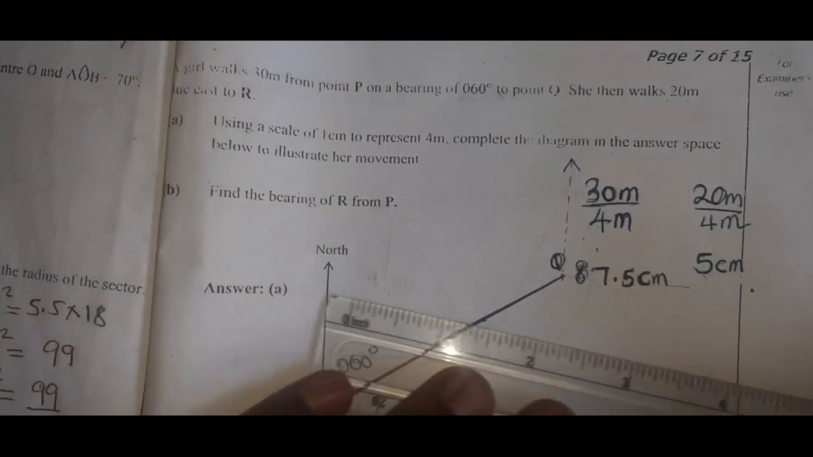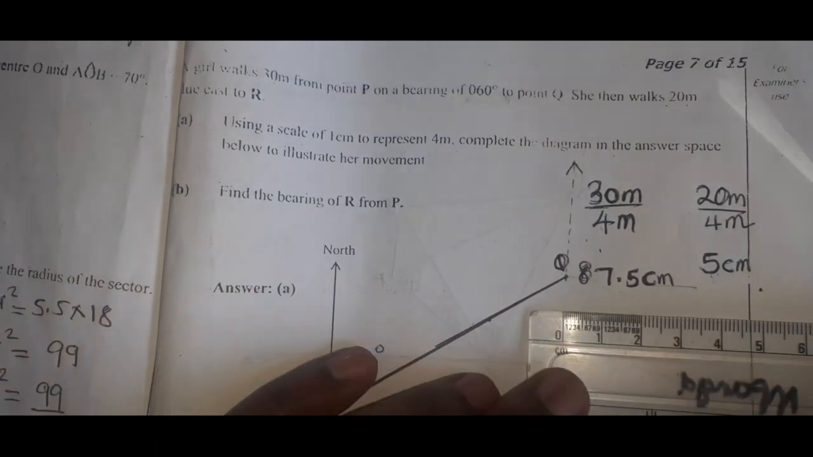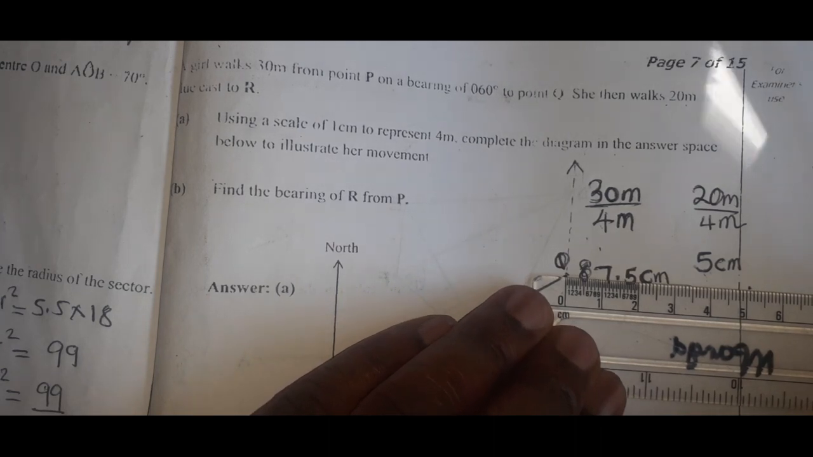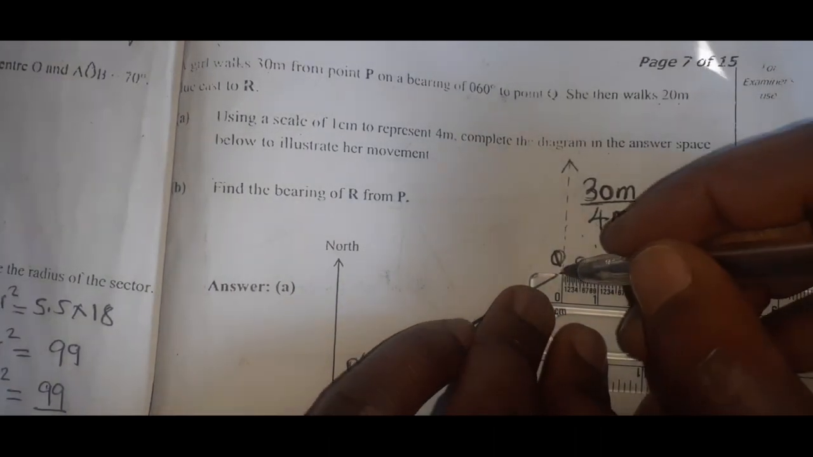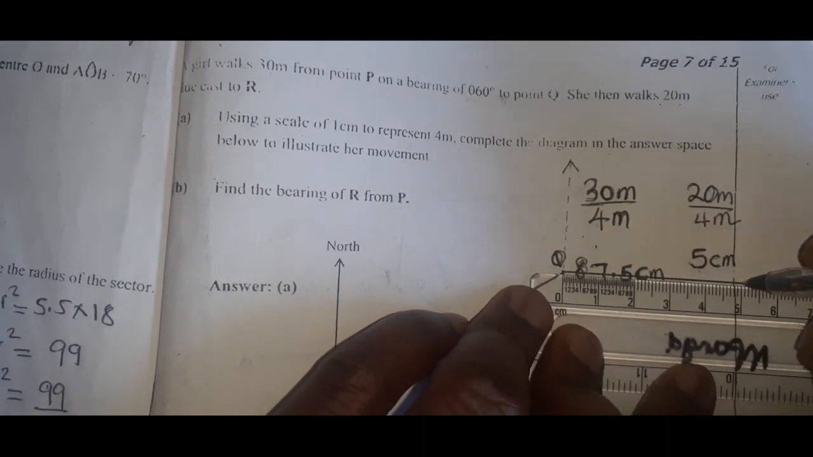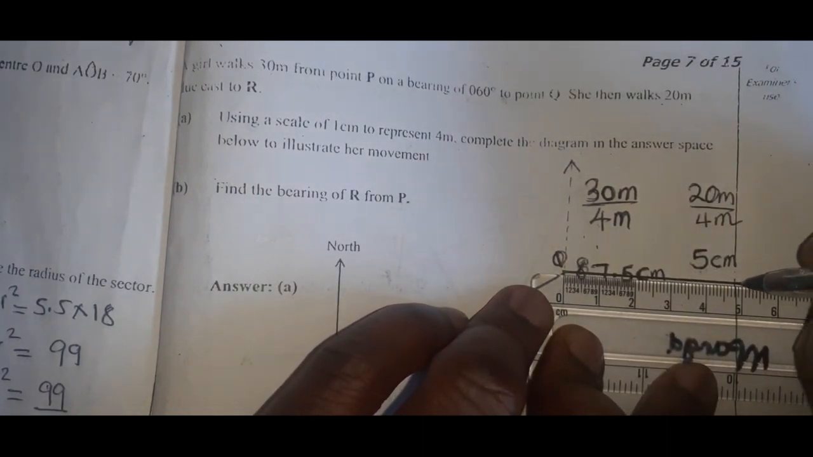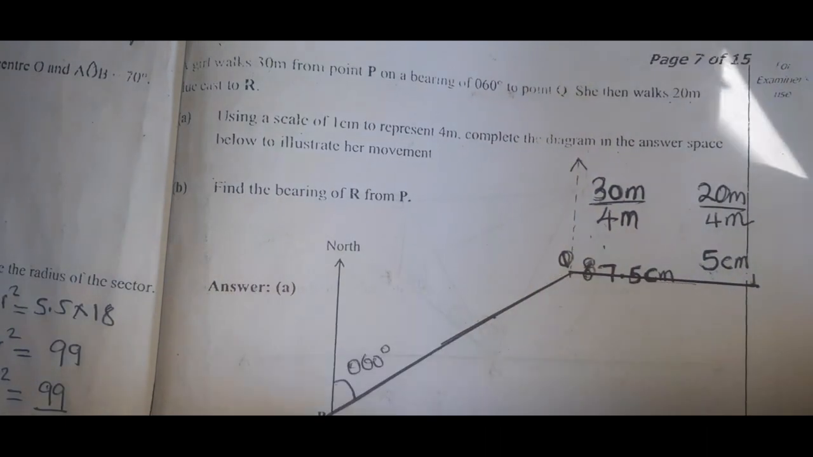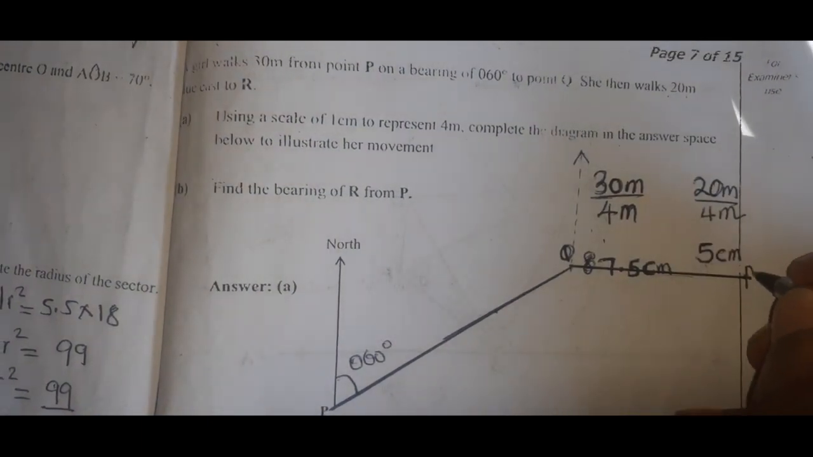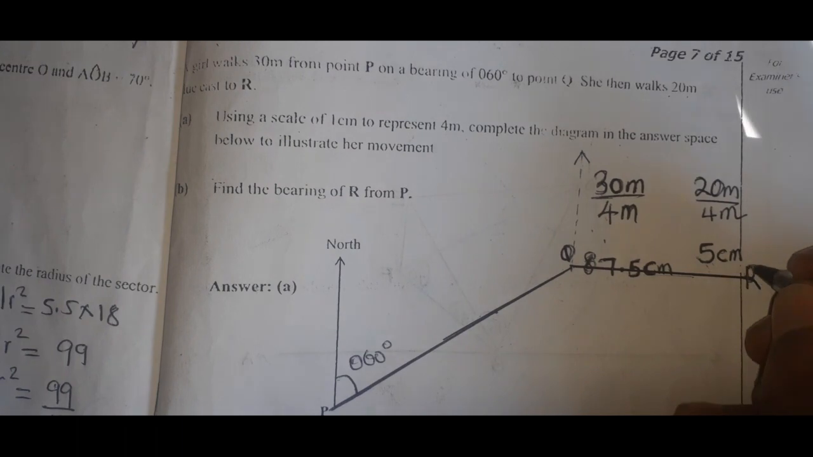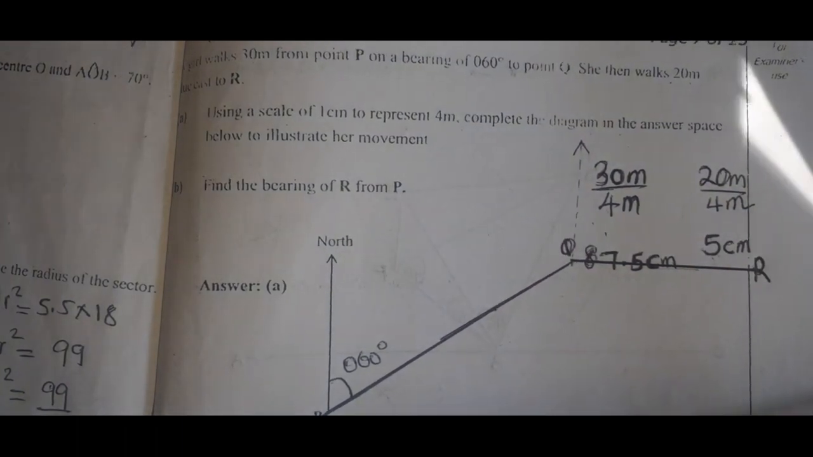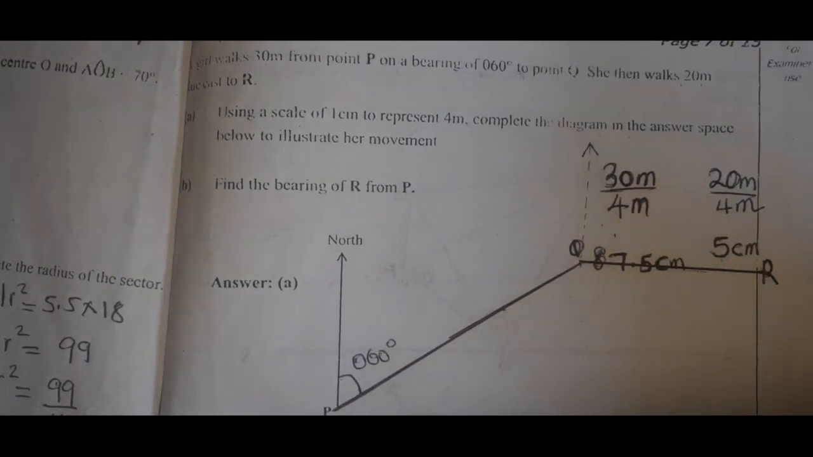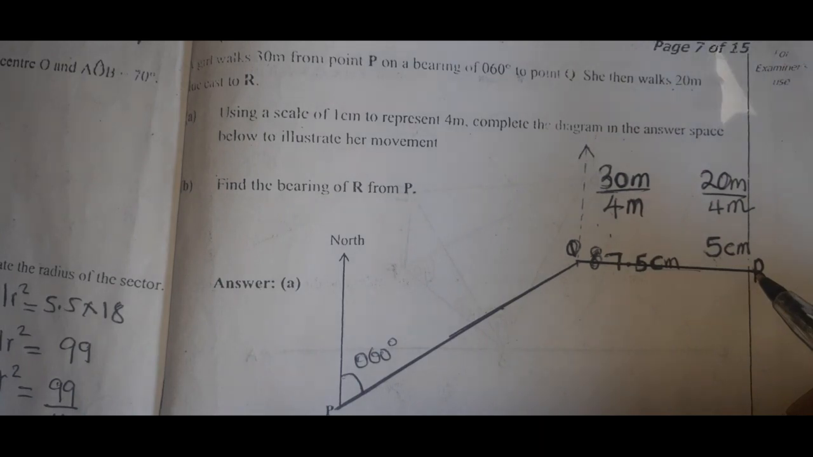So again, here we are supposed to measure 5 centimeters from this point. Please, I apologize for where I wrote this. So 5 centimeters. I'm supposed to come up to here, this 5 centimeters right here, where my 5 centimeters is. So this is where R is going to be. If you want, we can actually join this part. Okay, so this is where R is going to be.